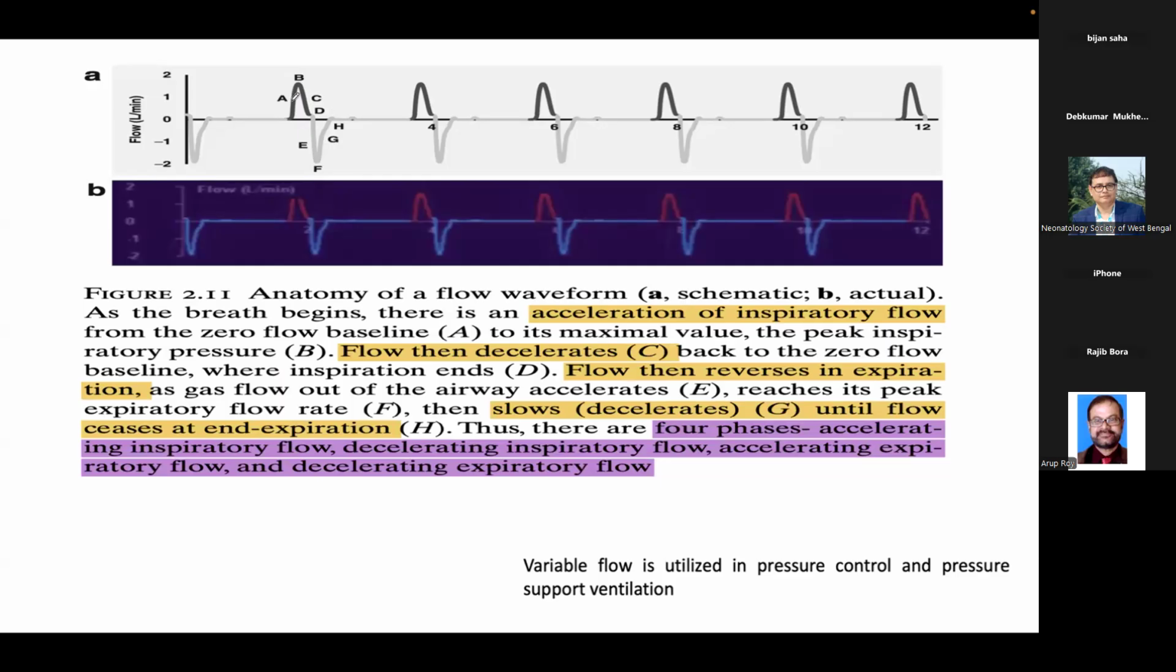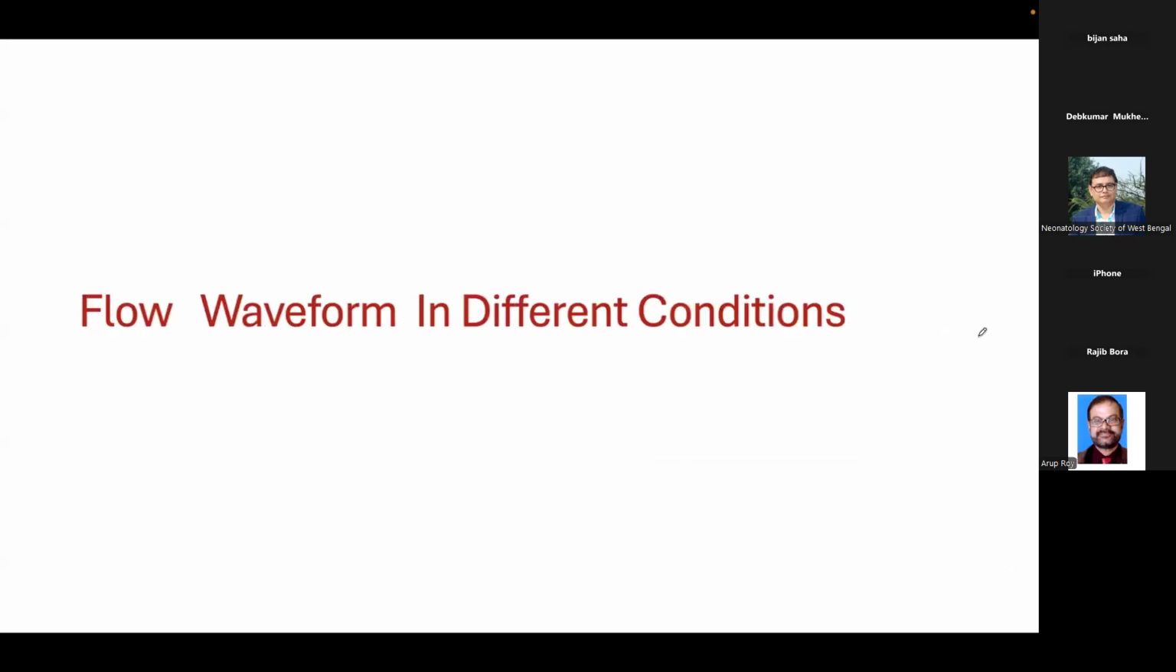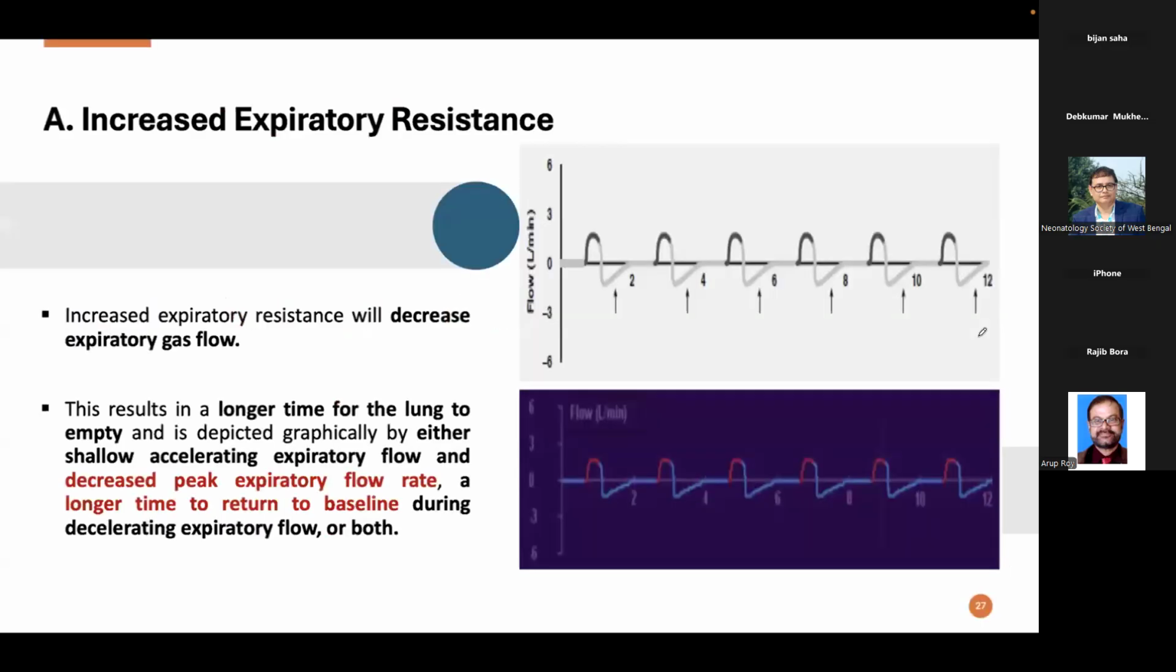So there are 4 stages, 1, 2, 3, and 4. So why are these important? If something is less, or narrow, or has less height, then we can know that yes, there could be interference in the flow, whether it is during inspiration or during expiration, as we'll note down in the next few slides. Okay, so how do these flow waveforms look in different conditions?